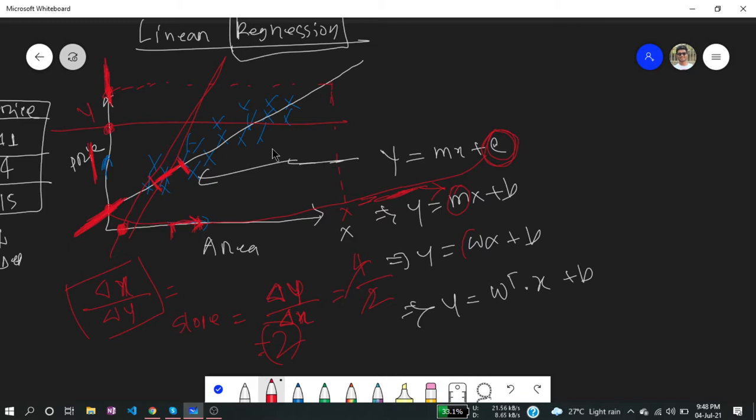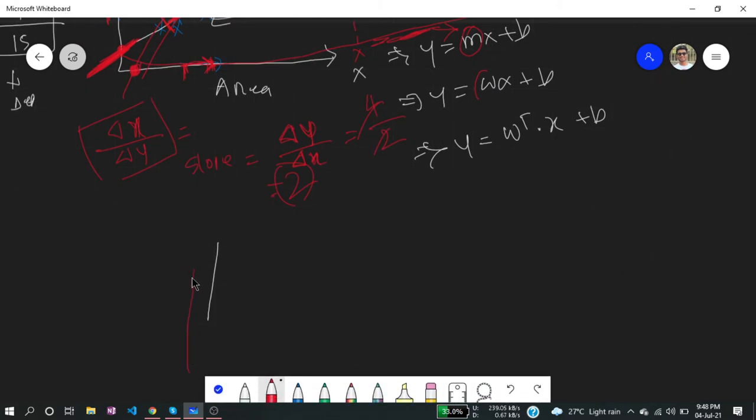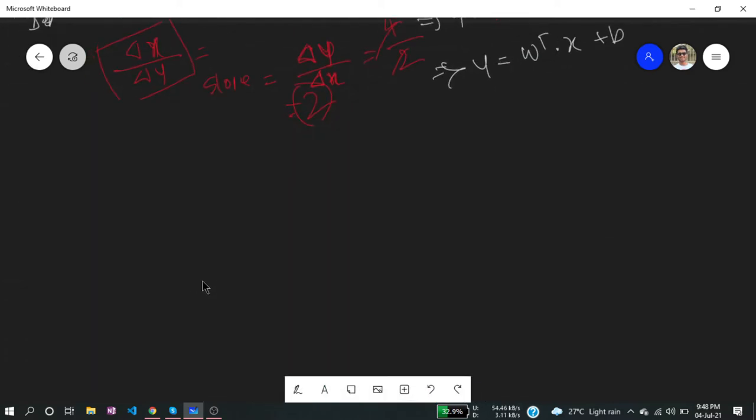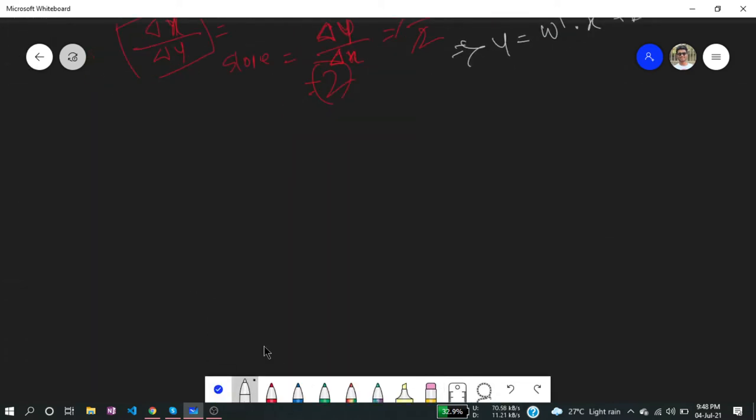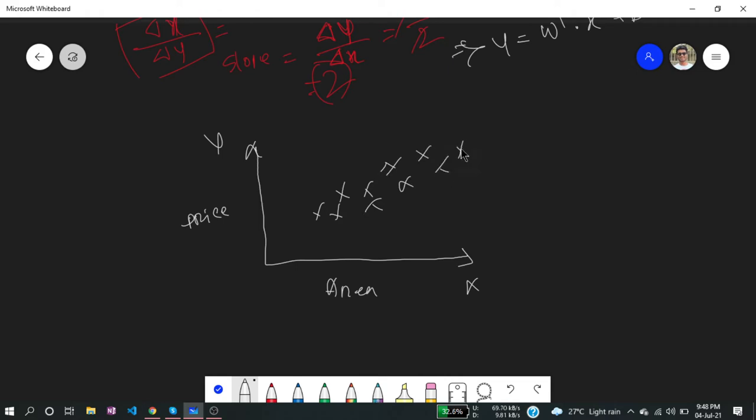Okay, because if we consider the sum of residuals, let me draw it very clearly, then I think I can explain it better. Suppose this is the same example I'm taking. So this is your x-axis, your area, and this is your y-axis, your price. And you have some data following a linear relationship with each other.